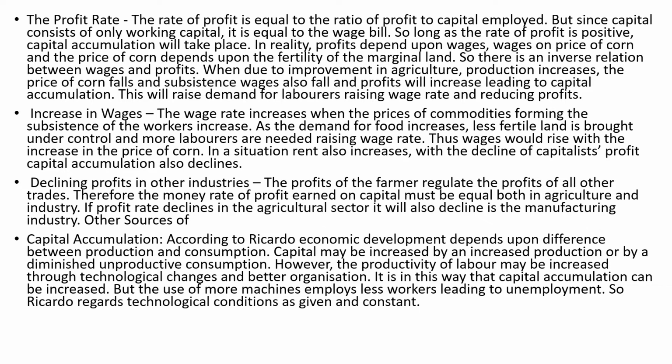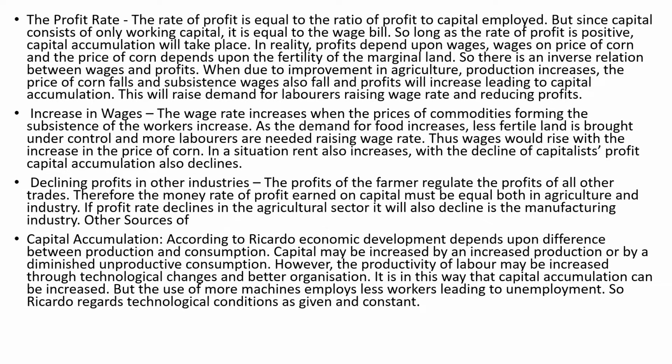Now coming to the importance of wage rate, we could see that as in the case of Adam Smith's theory of economic development, the workers are paid the subsistence wage, and as the demand for food increases, less fertile land is also brought under cultivation, and wages would rise, because for cultivation we need more laborers, right? So the demand for laborers would increase. When the demand for laborers increases, the price paid to laborers, that is the wages, would increase, and the increase in the wage rate is reflected in the increase in the price of corn. In this situation, rent also would increase. With the decline of capitalist profit, capital accumulation would also decline. Why is it declining? The first share of the produce goes as rent, which is increasing, the wage rate is increasing, everything is increasing.